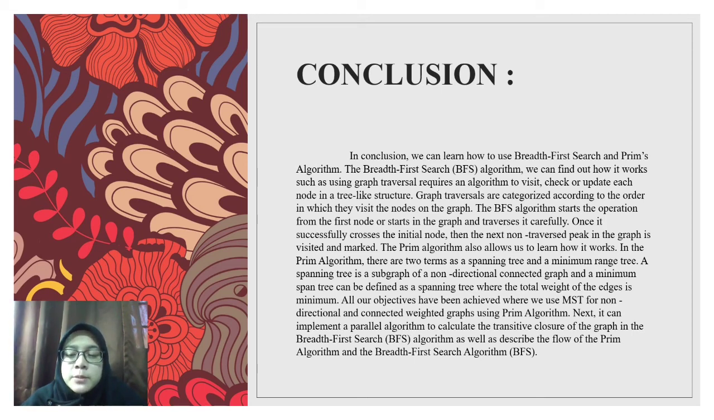The Prim algorithm also allows us to learn how it works. In Prim's algorithm, there are two terms: a spanning tree and a minimum spanning tree. A spanning tree is a subgraph of an undirected connected graph, and a minimum spanning tree can be defined as a spanning tree where the total weight of the edges is minimum. All our objectives have been achieved where we use MST for an undirected and connected graph using the Prim algorithm.